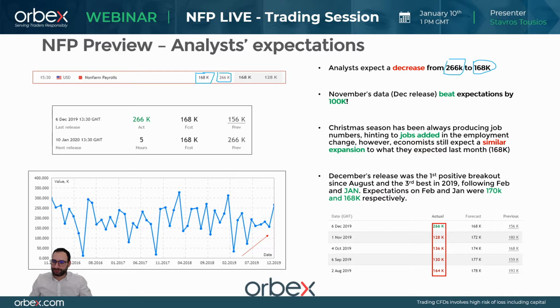However, note that the difference between those two, right, is 100K. This is the last month. Now that marks one of the best NFPs in quite a while, okay? Because we don't often see a divergence between the forecast and the actual number of 100K.